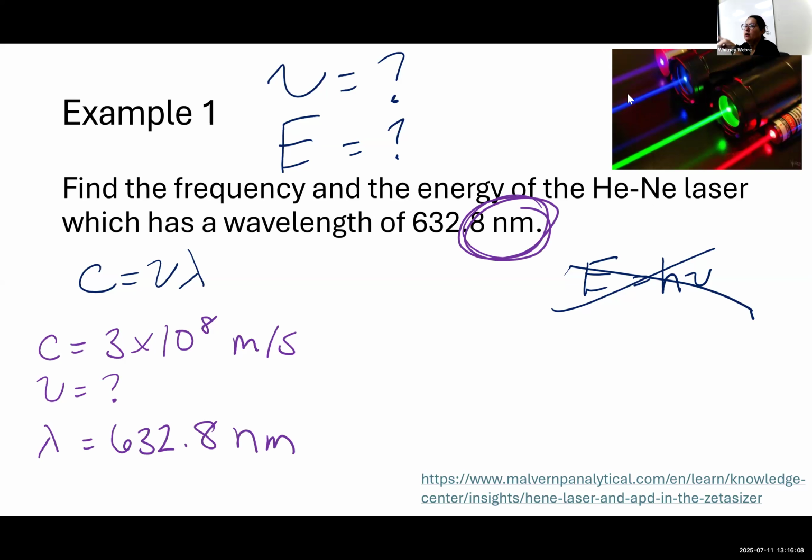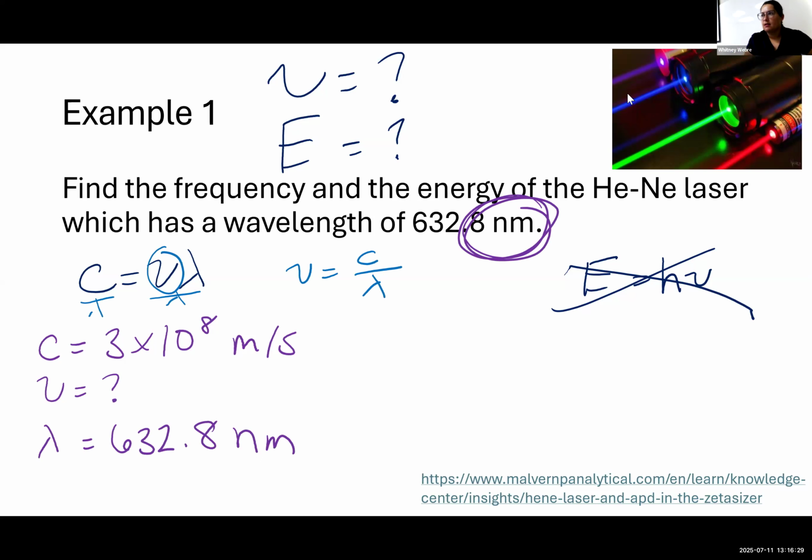So, equation, we just found the equation. Variable, we did. Rearrange. If I wanted to rearrange this equation to solve for frequency, I will divide by lambda on both sides. And my frequency equals c divided by lambda. Okay. Substitute and solve.